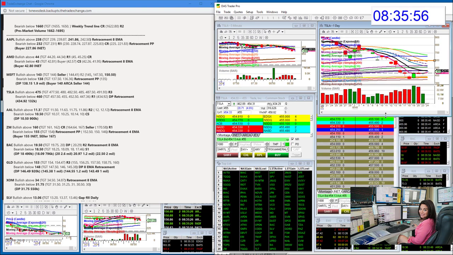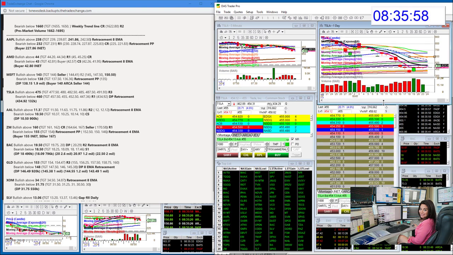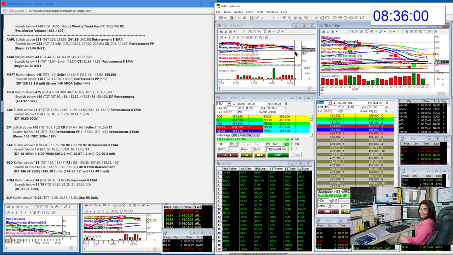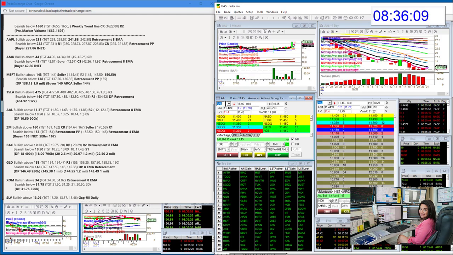So bear below 460. And yep, moving down right now, hitting targets, two targets already. So yep, let's go to American Airlines, bullish above 1137.